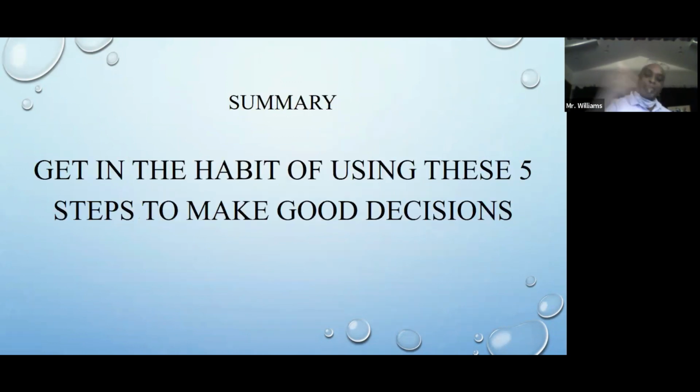Summary. This is the key. Basically, get in the habit of using these 5 steps to make good decisions. If you get into the practice of doing it as soon as possible, it becomes like anything else that we do over and over again. It becomes a habit, and you'll find yourself making good decisions more readily than not.